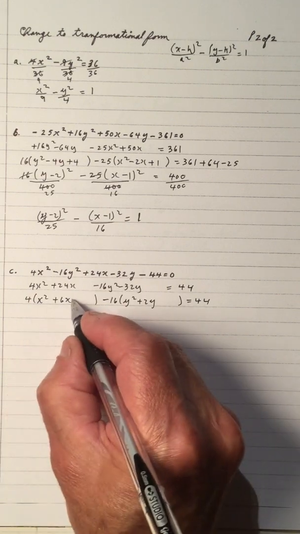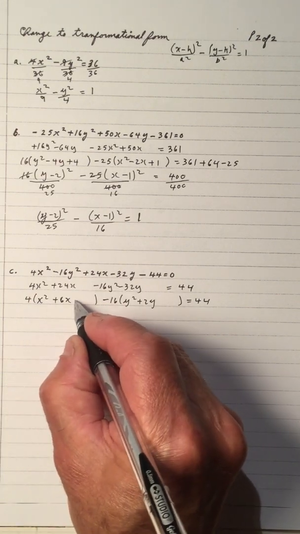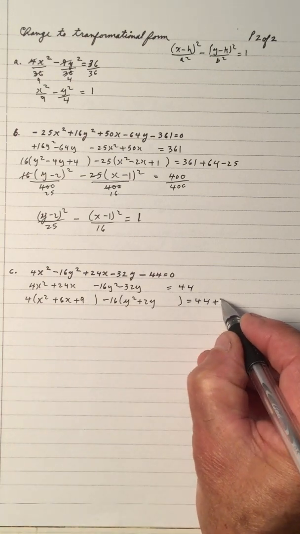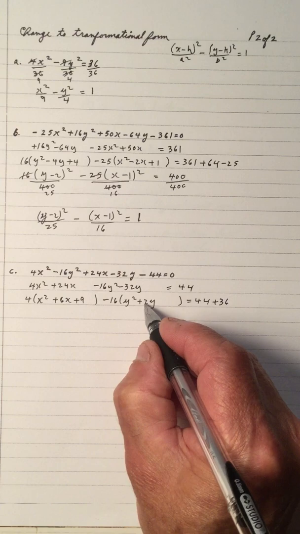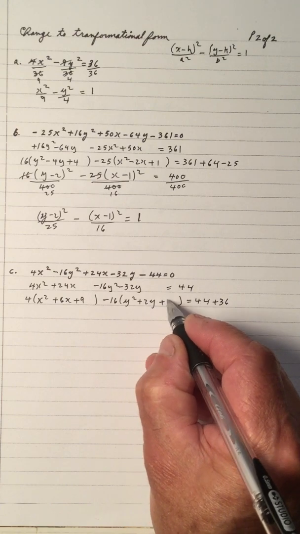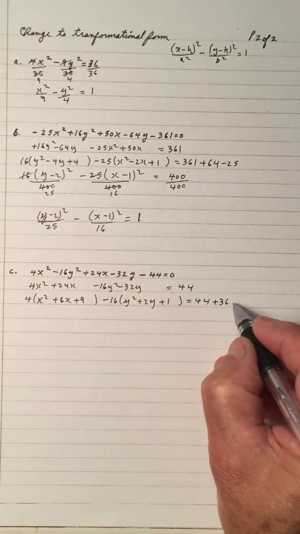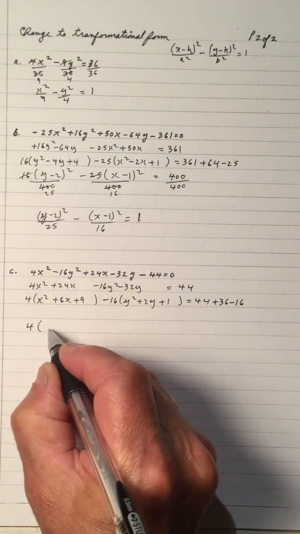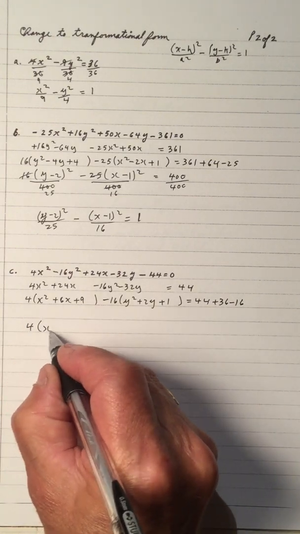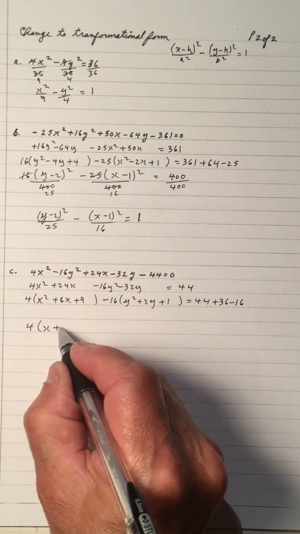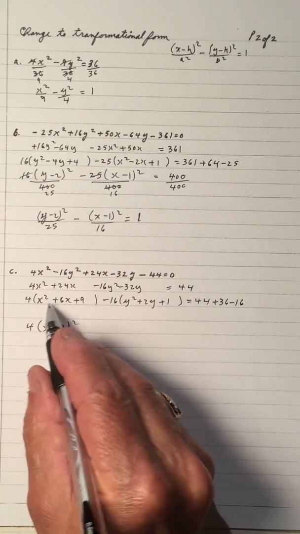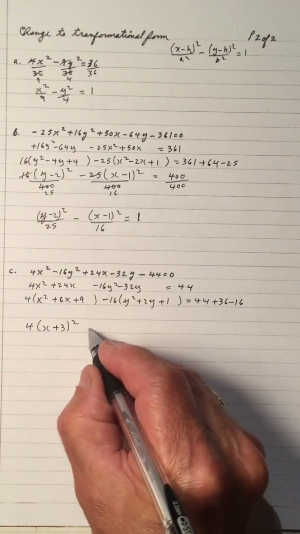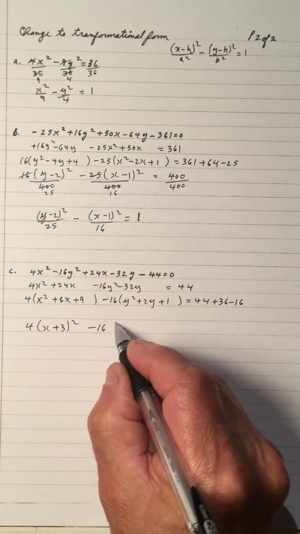So now half of 6 is 3, squared is 9. So 4 times 9 is 36. Half of 2 is 1, so 1 squared is 1. So it's negative 16, and that becomes 4. The factorization is an x, half of plus 6 is plus 3. So that trinomial is factored into a binomial squared, negative 16.